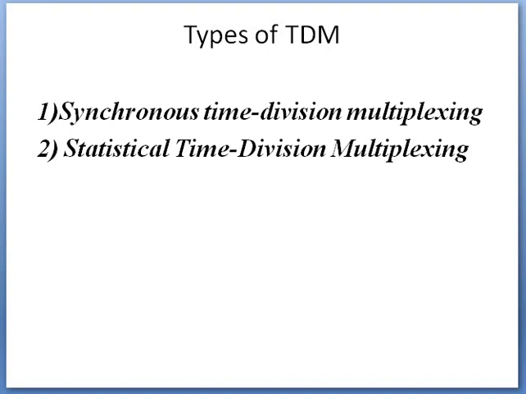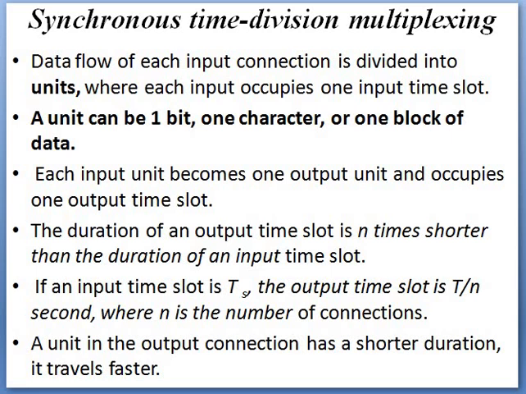In synchronous time division multiplexing, each input connection has an allotment in the output even if it is not sending any data. The data flow of each input connection is divided into units, where each unit occupies one input time slot. A unit can be one bit, one character or one block of data. Next, each input unit becomes one output unit and occupies one output time slot.